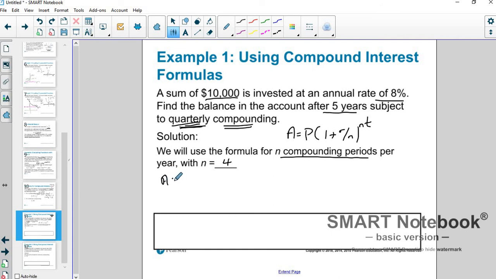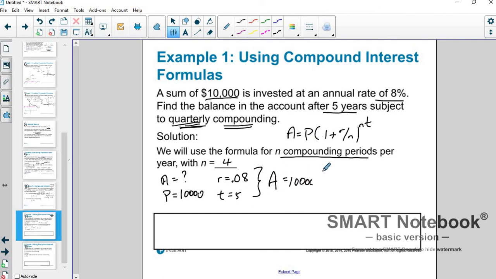Okay? What are the other things we have? We have the amount we're looking for. We don't know that. We have the principal. Principal is how much we started with, $10,000. We have the interest rate. Given is 8%, so that 8 divided by 100 is 0.08. Don't think of it as moving the decimal point, guys. Just divide by 100 on your calculator, okay? And then T is 5 years. So take all of that and put it into the formula above.